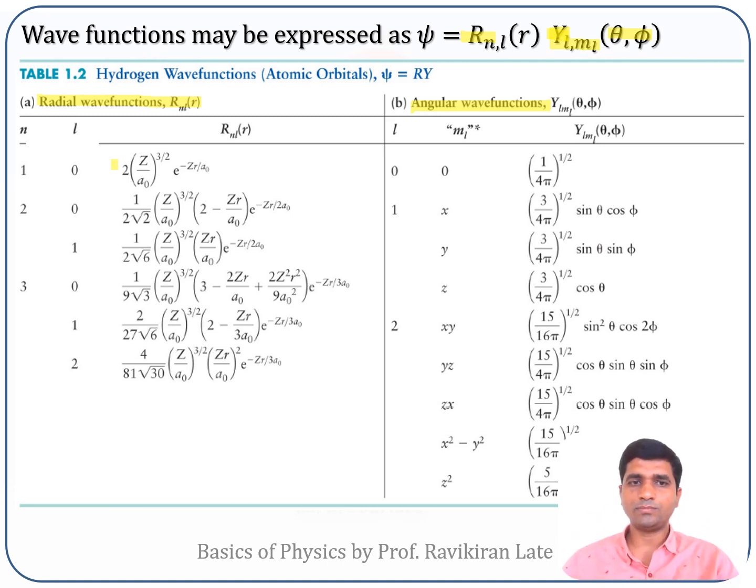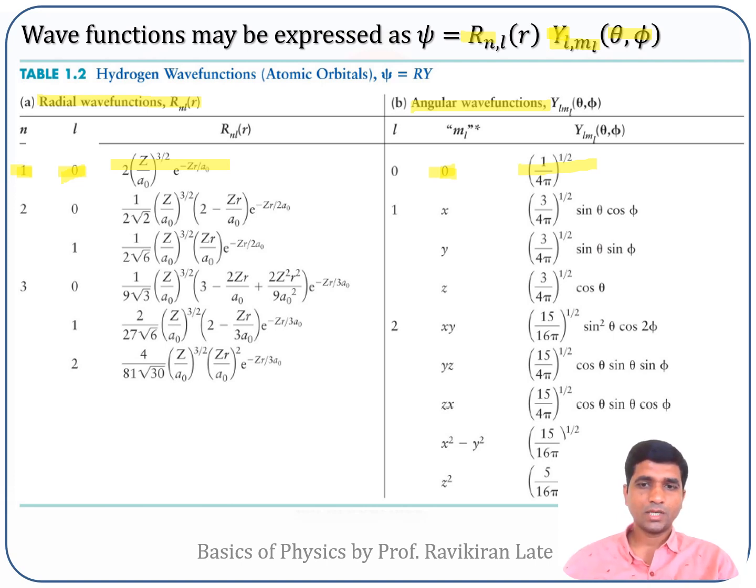If you take the product of this radial part and the angular part, you will get the complete wave function, which is nothing but psi. So in the first case, if you consider n equal to 1, the corresponding value of L will be 0 and the corresponding value of ML will be 0. So your first wave function will be psi 100. That will be the first ground state wave function.